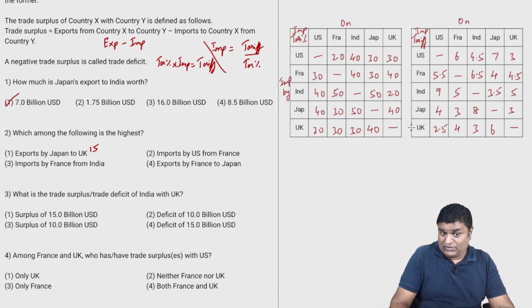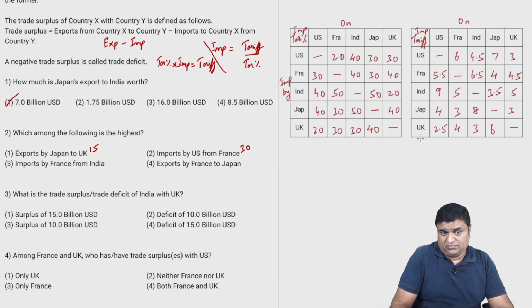So likewise, if you continue, imports by US from France, you can continue, right? Import is straightforward. So it's already in the import form. US, France, 26. Think about it. 20 and 6, then 10% is going to be 3, then 100% is going to be 30, right? It can become quite simple and quick. You should be able to do it very, very quickly if you observe this.